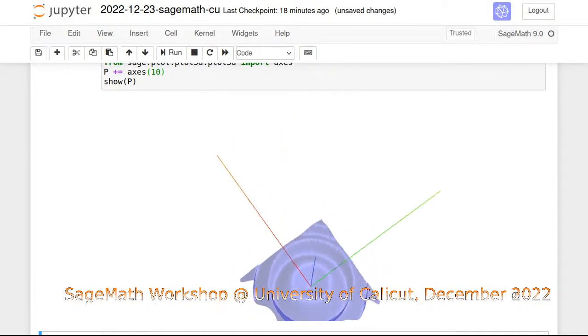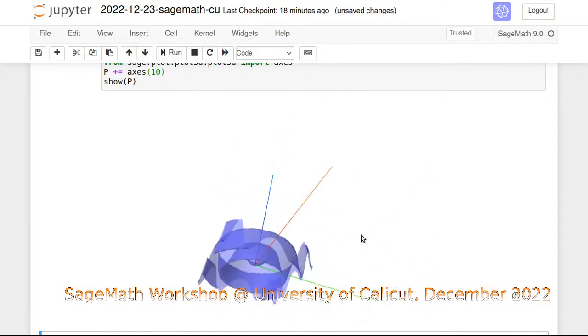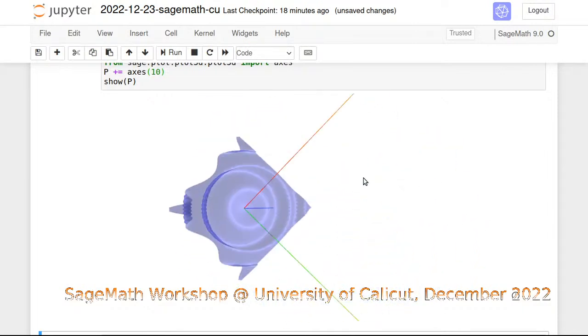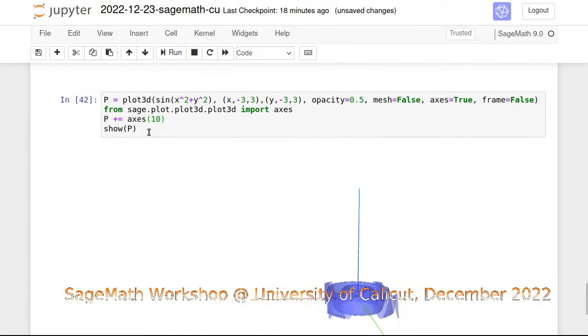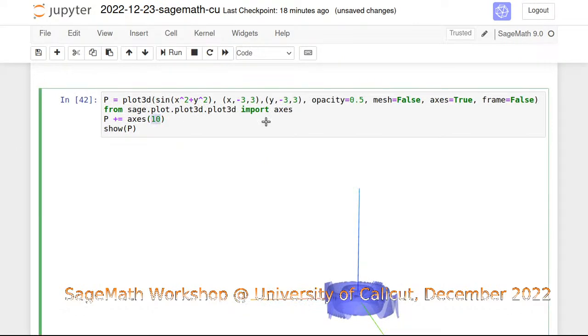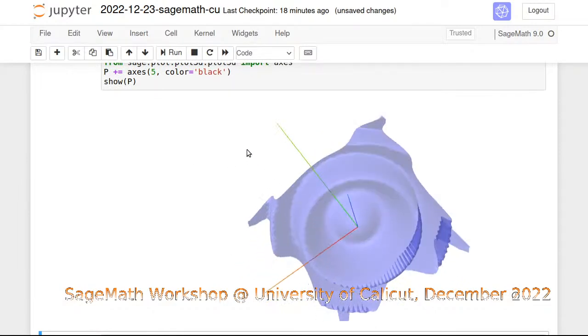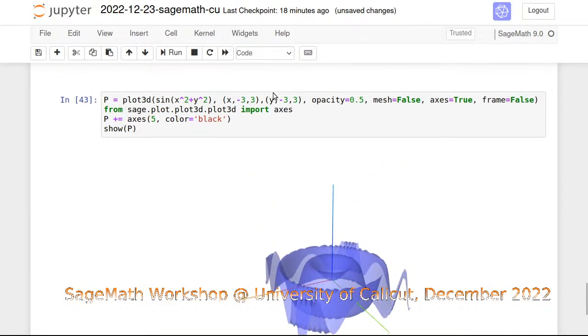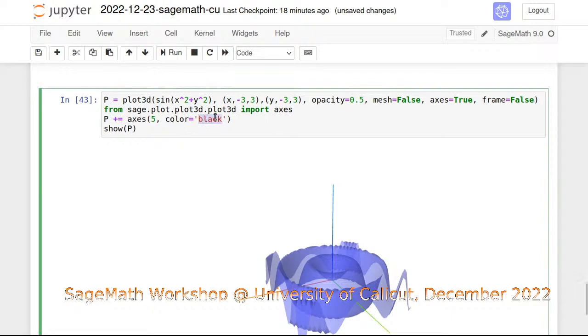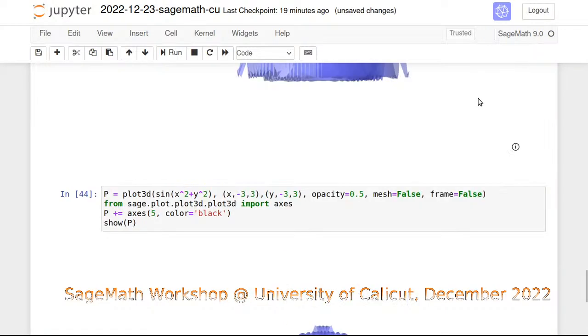But we are merging this with the axis, so we are not rotating it around the origin, but instead we are rotating the entire picture. So axis 10 is really large. Maybe we can remove the colors as well. Color equal to black has no effect. Oh, axis is 5. Okay, this axis is probably getting confused with this.